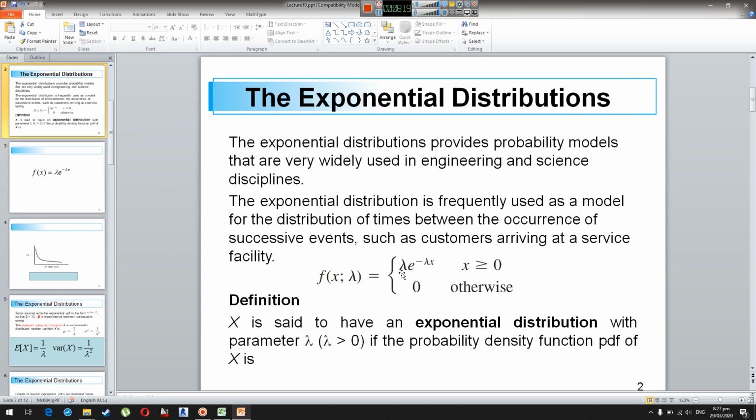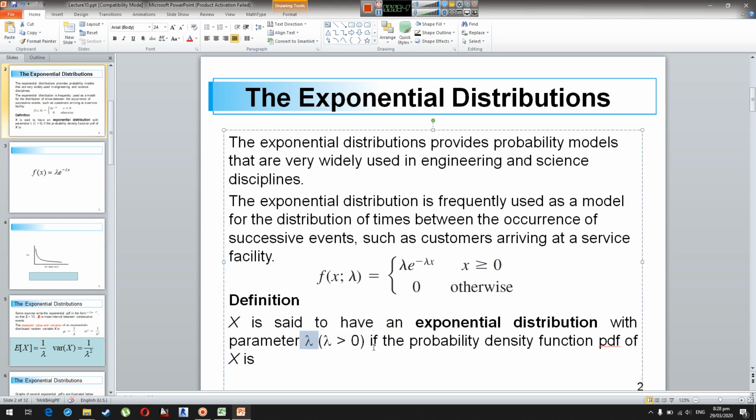Same equation. So lambda e to the power minus lambda x is the probability distribution function, for which x should be larger than 0. That shouldn't be 0, that should be larger than 0. Okay, 0.1 is fine, but not 0. By definition, X is a random variable that is said to have an exponential distribution with a parameter value lambda.